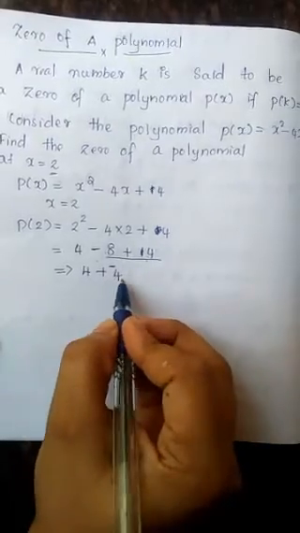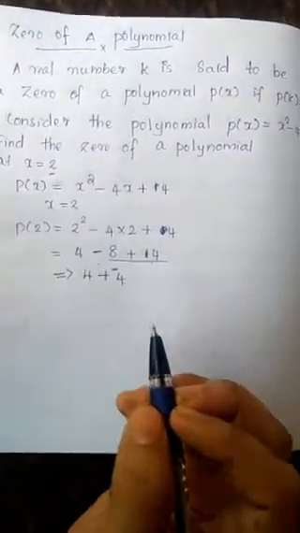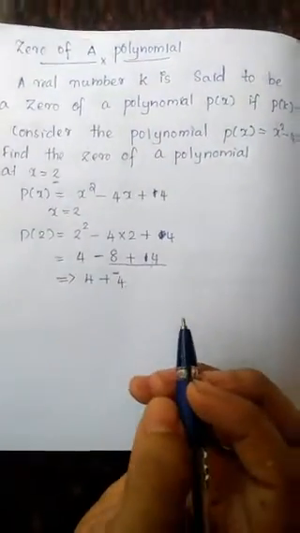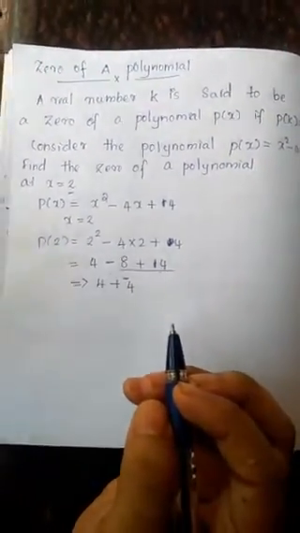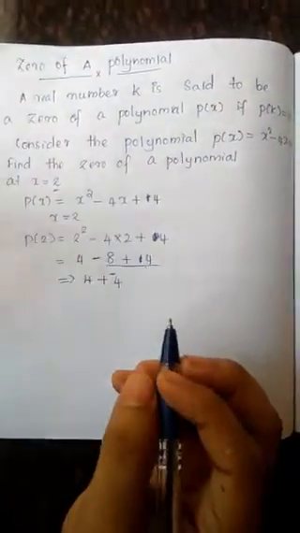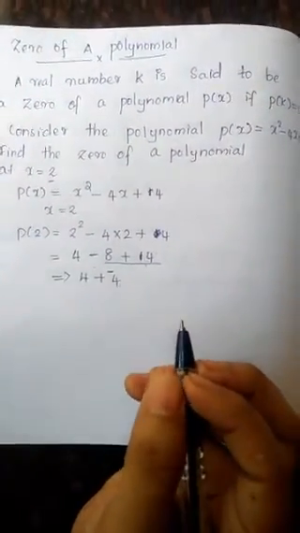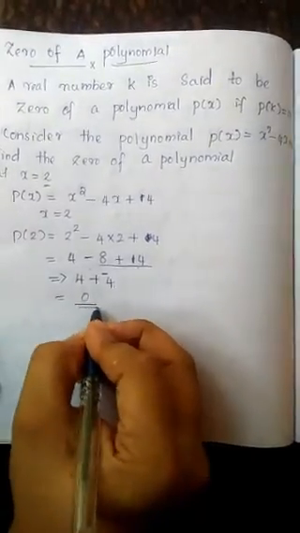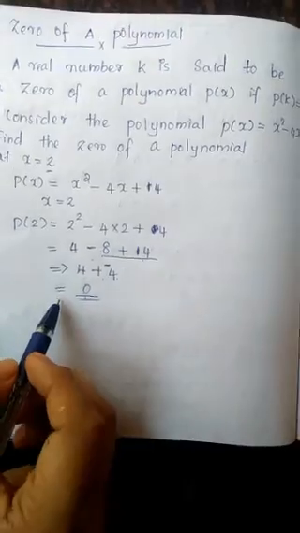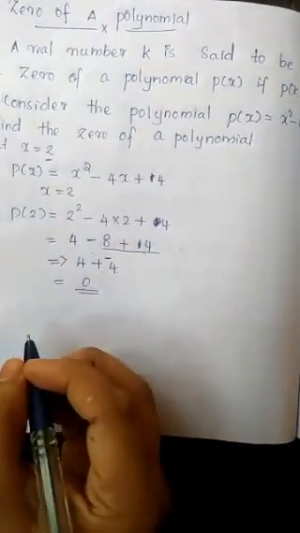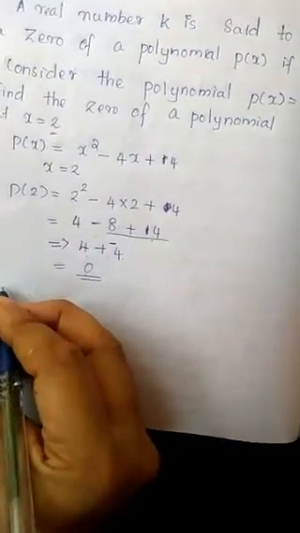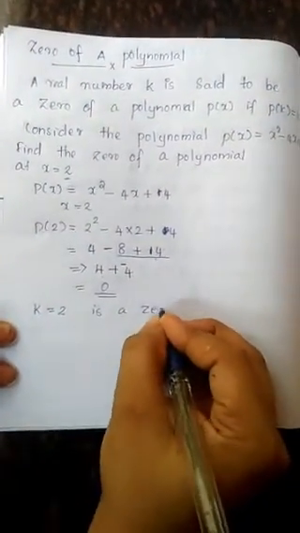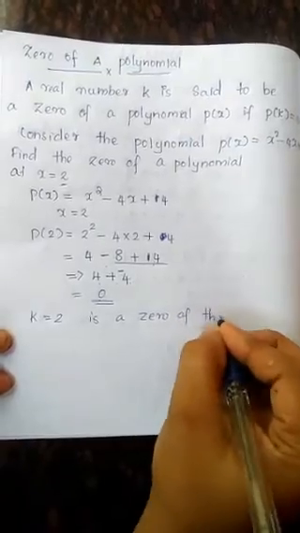Then 4 plus minus 4, here also we apply the same rule. One number is positive, one number is negative, so we do subtraction and put the sign of the greater number. Here 4 plus minus 4 is equal to 0. Just look, the value of the polynomial is 0. So we define that k is equal to 2 is a zero of the polynomial.